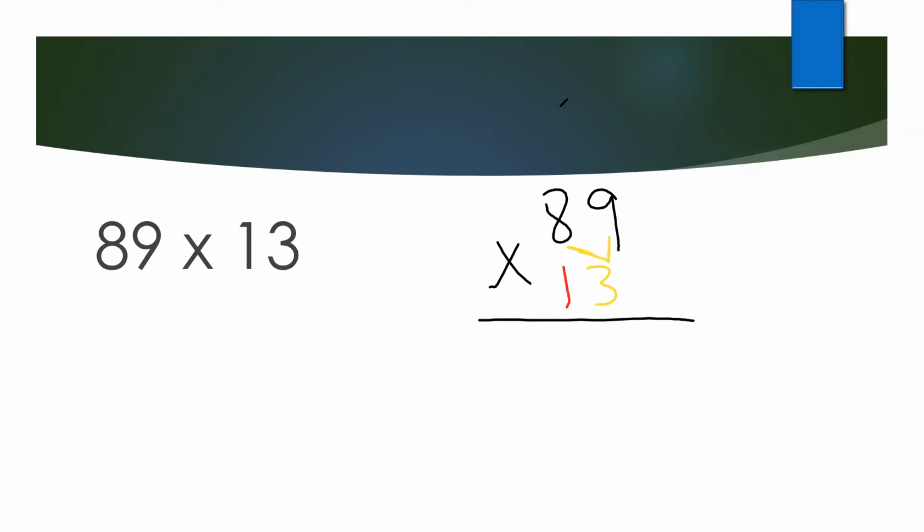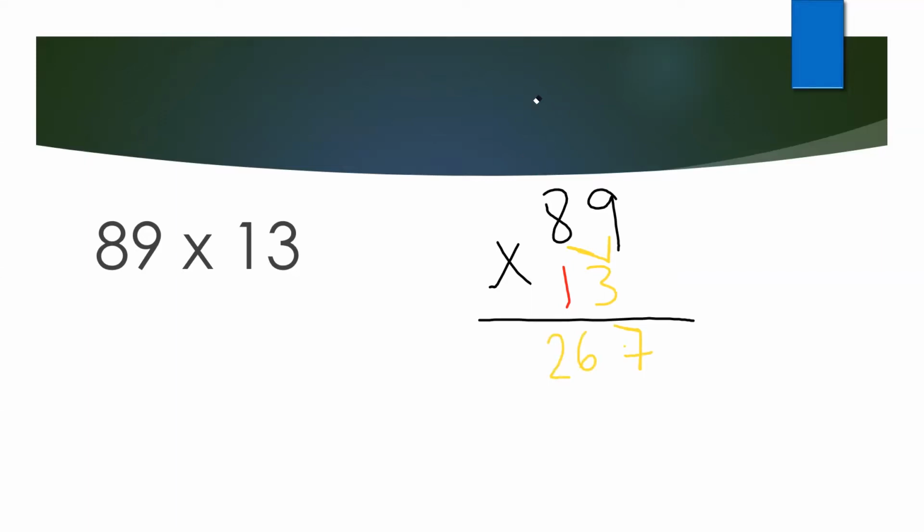3 times 9 is 27. I'm going to put the 7 and carry the 2. Then 3 times 8 is 24, plus 2 is 26. Now that I added this 2, I can erase it to not get confused later on.